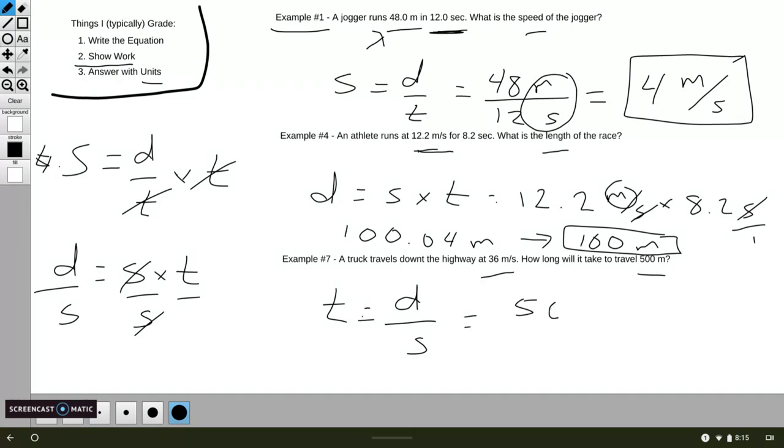which is 500 meters, and the speed, which is 36 meters per second. We kill the meters, and we end up with 500 divided by 36, and my seconds are left alive. Now, on your calculator, this will spit out 13.888889, or 13.8 repeating. You are not allowed to write that. That is not going to be a correct answer, okay?